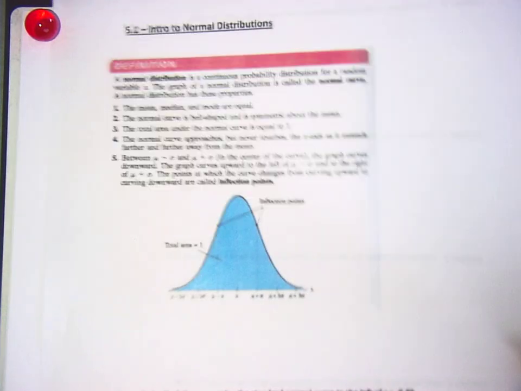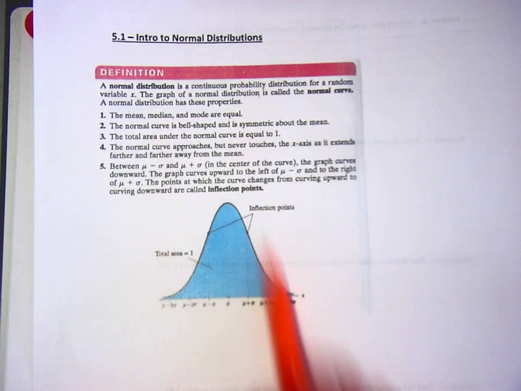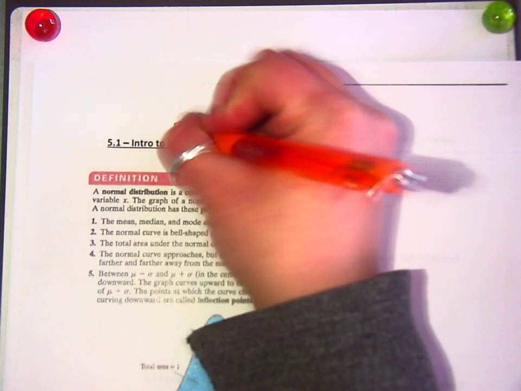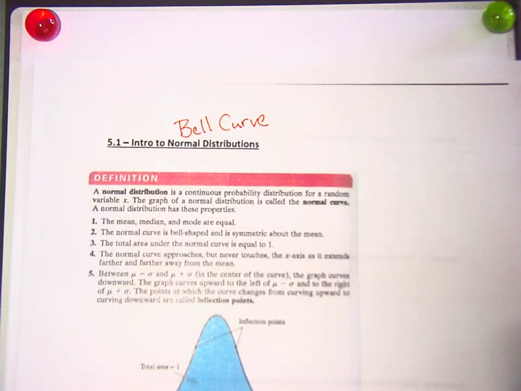So, a normal distribution is a graph or a distribution that looks like a bell curve. So right above normal, right, bell curve. Anytime you see normal, they mean bell curve.